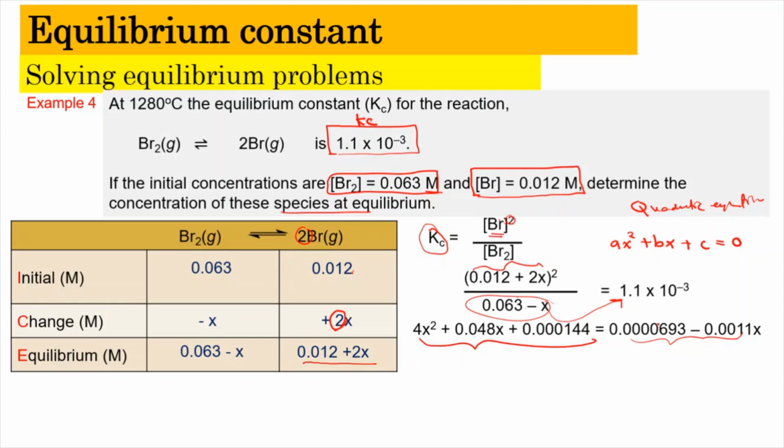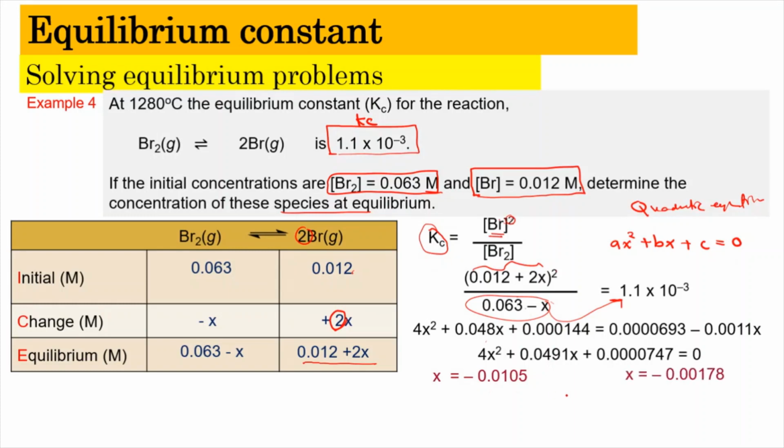So all these terms will be brought to the left hand side. Finally, we're going to get 4x squared plus 0.0491x plus 0.0000747 equal to 0. You plug the quadratic equation into your calculator in order to solve it, and you're going to get two possible values of x. You're going to get x to be negative 0.0105, and the other x value to be negative 0.00178. So we have both negative for our possible values of x.